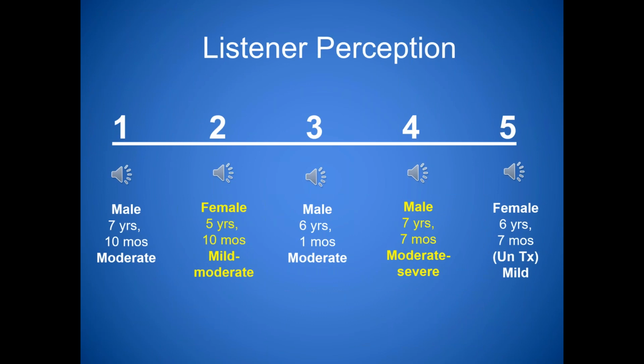So we'll listen to this little girl, 5 years, 10 months old, who had a mild to moderate dysarthria. You're going to hear 3 repetitions of a sentence pre-treatment, followed by 3 repetitions of that sentence post-treatment.